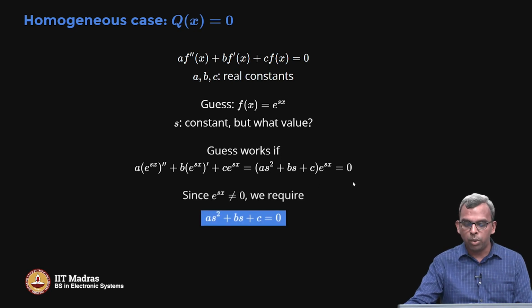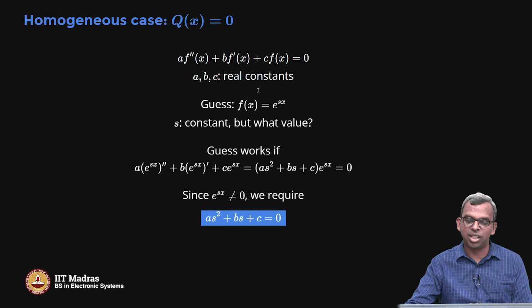Now what do I know about e power sx? That is never 0, right? So we require a s square plus b s plus c equals 0. So any s that satisfies this equation, you can plug in here and you will get a good guess or a good solution for this constant coefficient second order linear ODE.